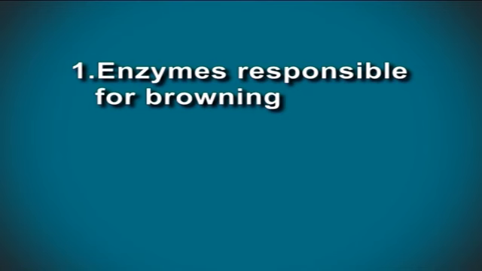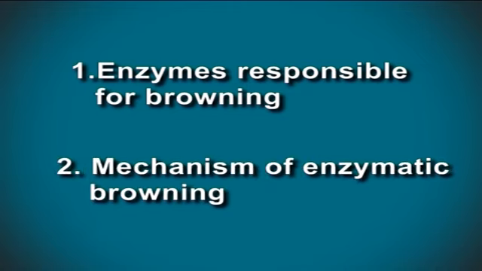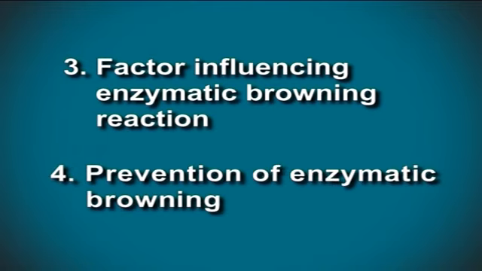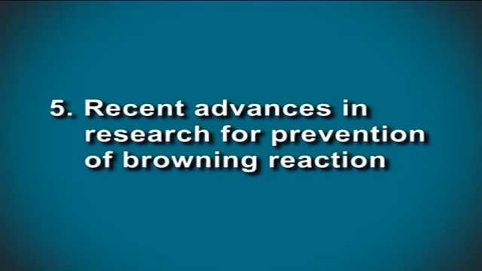To understand more about enzymatic browning, the chapter is divided into 5 subdivisions, namely enzymes responsible for browning, mechanism of enzymatic browning, factors influencing enzymatic browning reaction, prevention of enzymatic browning, and recent advances in research for prevention of browning reactions. Firstly, enzymes responsible for browning.